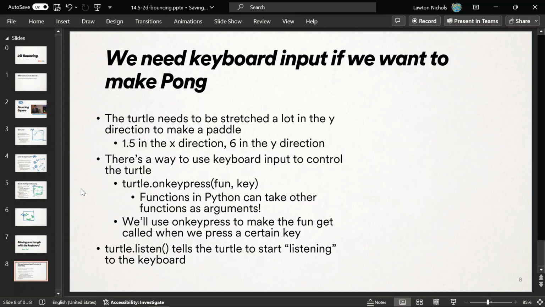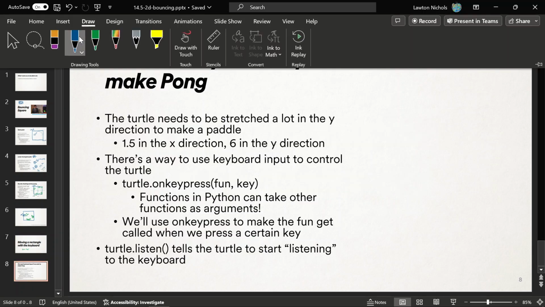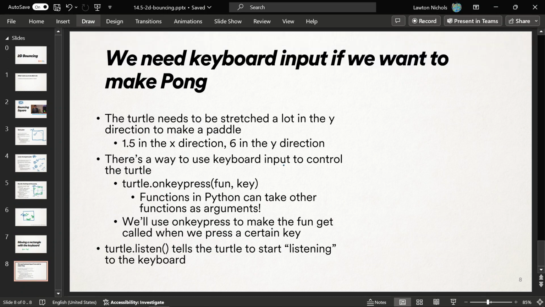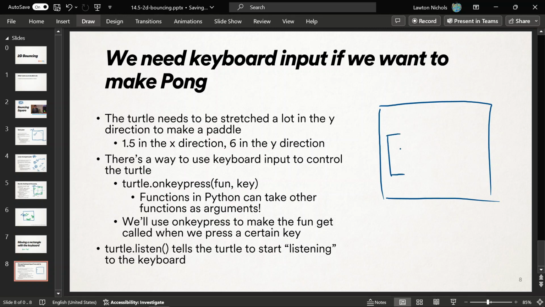So if we want to make Pong, what do we need, right? We want a paddle, and we can make the turtle a paddle. That's fine. The turtle was a square because we stretched him by the same amount in each axis. But if we stretch the turtle in the up and down direction more than the left and right direction, he will be a paddle. This is kind of what we want, a paddle over here somewhere. We'll just have to stretch him in the y direction more than the x direction. Okay? So that's how that's going to work.